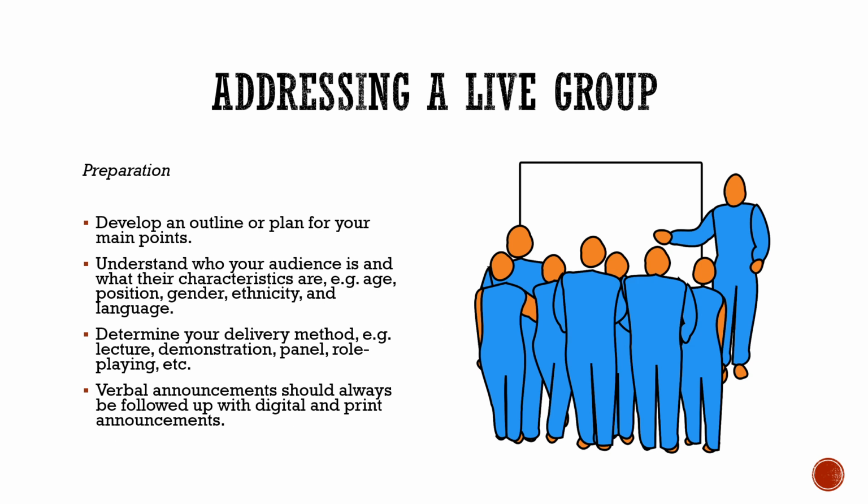So how you address a live group is going to differ from how you address perhaps a virtual group. You always want to prepare. You want to develop an outline or plan for the main points. For our PAC meetings, we always have an agenda. Okay, we're going to start with the opening. We're going to do the oath and pledge and law, and then we're going to have the announcements, and we follow this outline with points underneath each one. Okay, make sure you mention this. And we still have printouts that we hand people at the live group meeting.